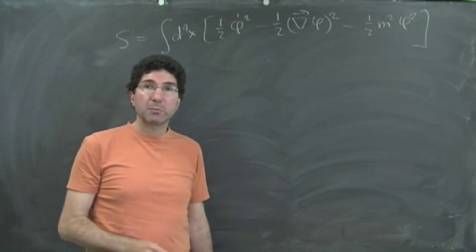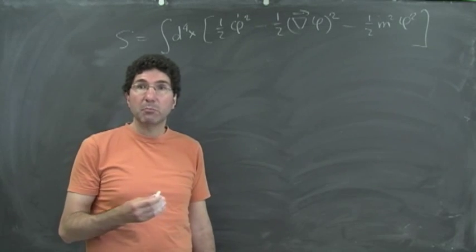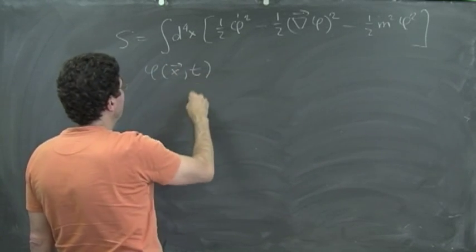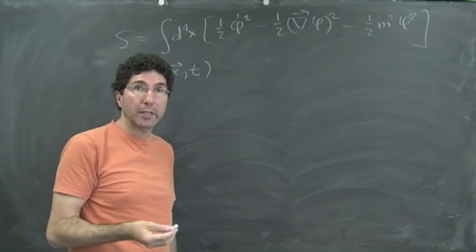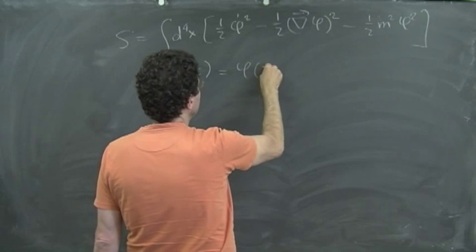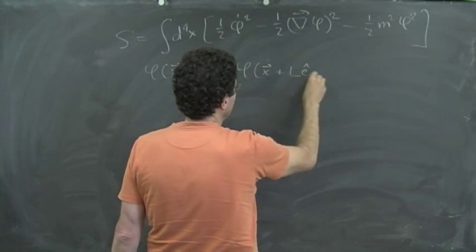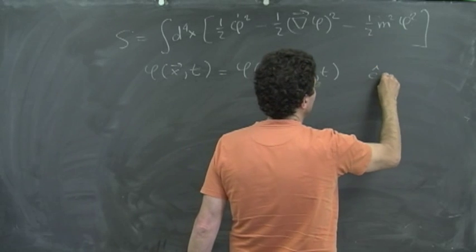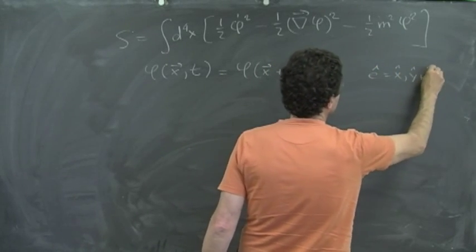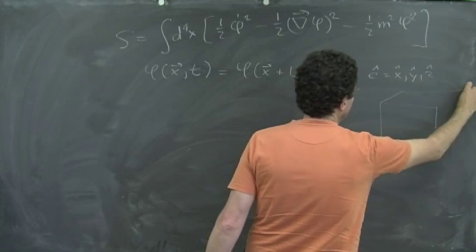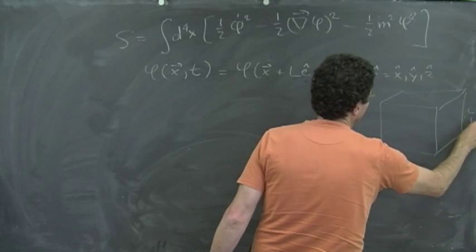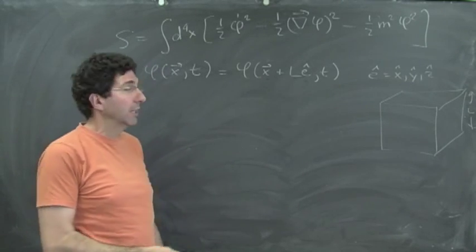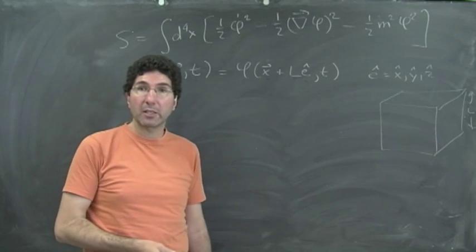To make it very explicit, what we're going to do is put this system in a box of size L. Specifically, I'll take the fields, phi of x and t, and impose that they're periodic with periodicity L. So we'll impose that the field at x plus L e hat, at time t, gives us the same field as at x. Here e hat is just one of the unit directions, x hat, y hat, or z hat. So this is basically putting the system in a giant cubical box of size L. Eventually we'll be interested in taking L large, but taking L finite will make the connection to the harmonic oscillator very explicit.